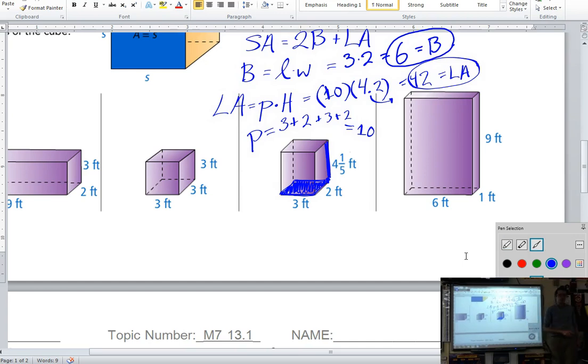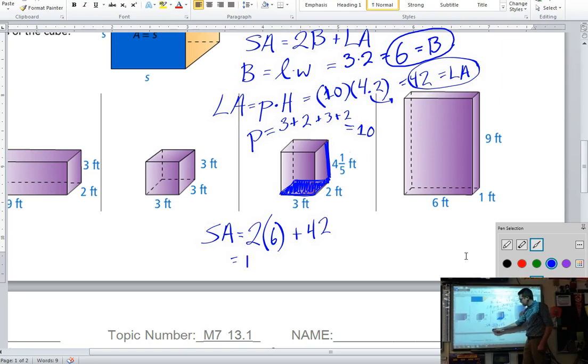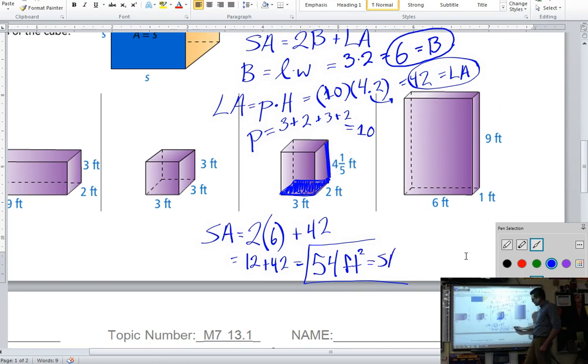When I go to put it all together, I then, surface area, make sure you label, is 2 times the 6, the big B, plus my 42 becomes 12 plus 42 becomes 54 feet squared. I'm going to relabel that equals surface area.